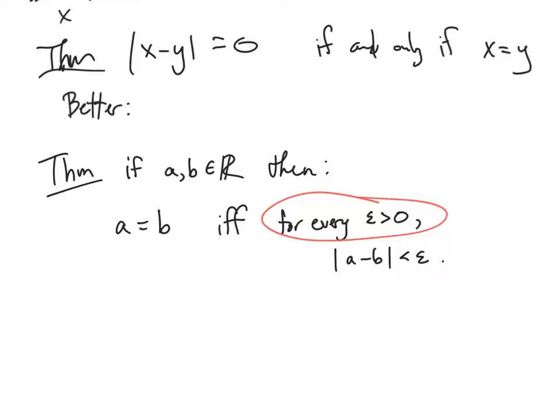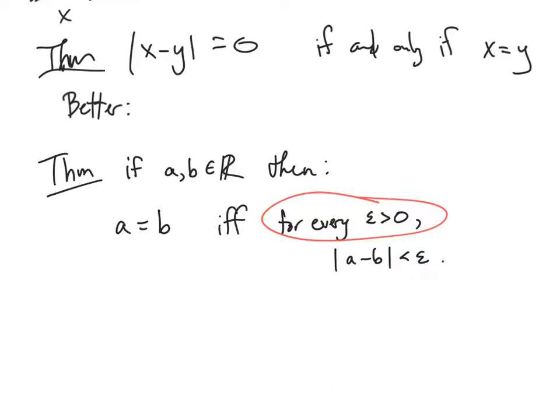It says A equals B over here is the same as that. That's what the if and only if means. It means these two things are logically equivalent. A equals B is the same as saying for every epsilon, that is any other number greater than 0, the absolute value of A minus B is less than epsilon. You can think of that as the distance between A and B.